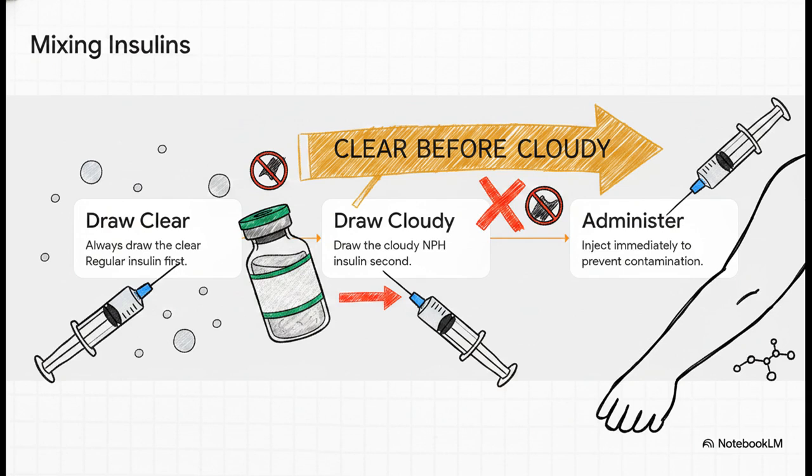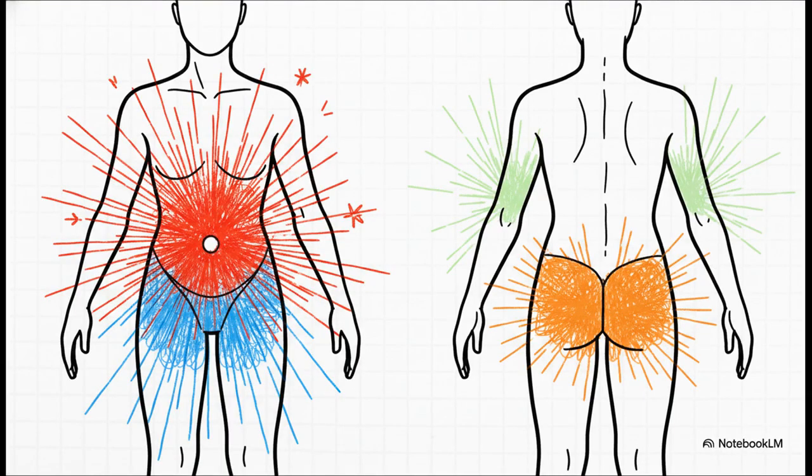Why that specific order? Because if you accidentally push even a tiny, microscopic bit of the cloudy NPH into the regular insulin vial, you completely contaminate the rapid-acting properties of that entire vial. You basically destroy its clinical predictability. And hey, where you inject matters just as much as what you inject. Subcutaneous injection sites are definitely not created equal. They actually rank by absorption speed.